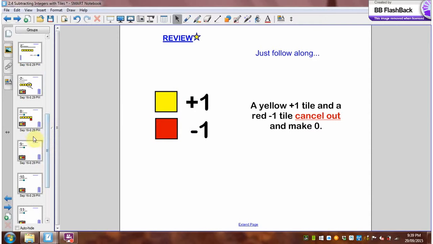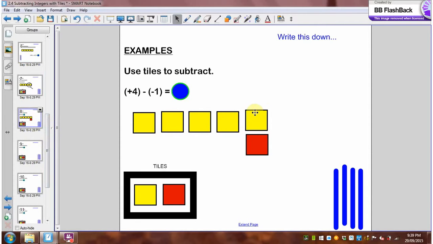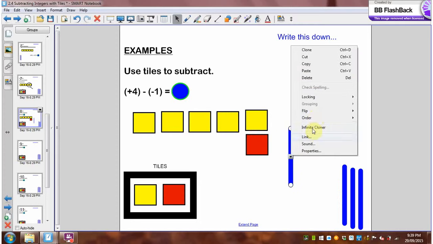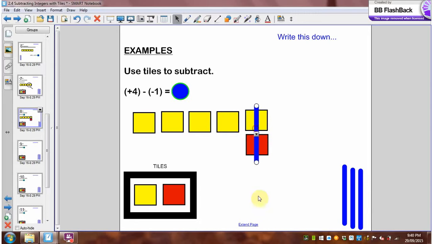So if we go back to our problem, okay, we added the red tile, but we added another yellow one. If we look again, do we still have positive 4? Yes, because these cancel out. Okay, so see, I've canceled it. We still have positive 4. So we haven't changed our starting number. We've just put these extra tiles in so that I can take away a negative 1.